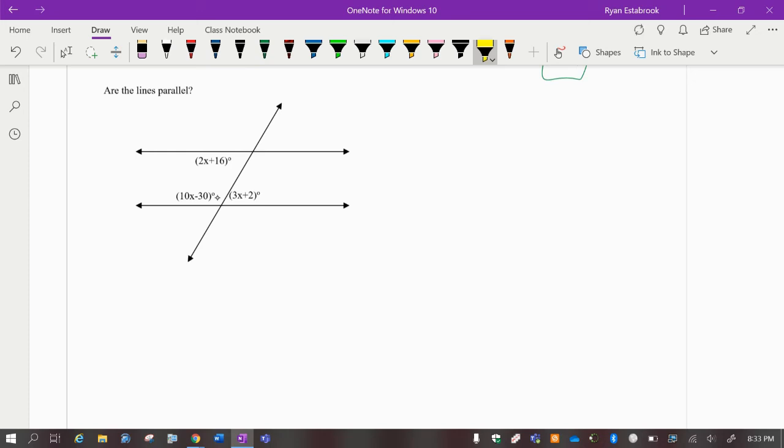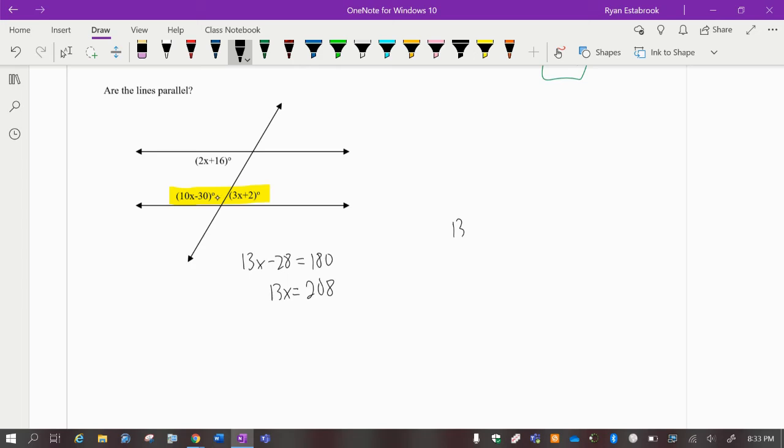However, what I know for a fact is that these two angles form a linear pair. So I know that these two angles must add up to 180. If we add them up, the 10x minus 30 plus the 3x plus 2 gives us 13x minus 28 equal to 180. Add 28 to both sides, so 13x equals 208.